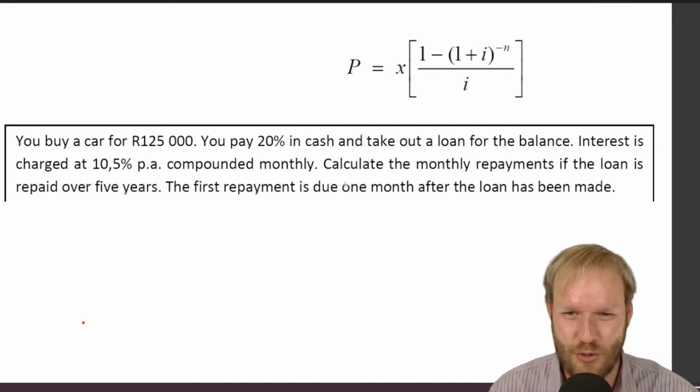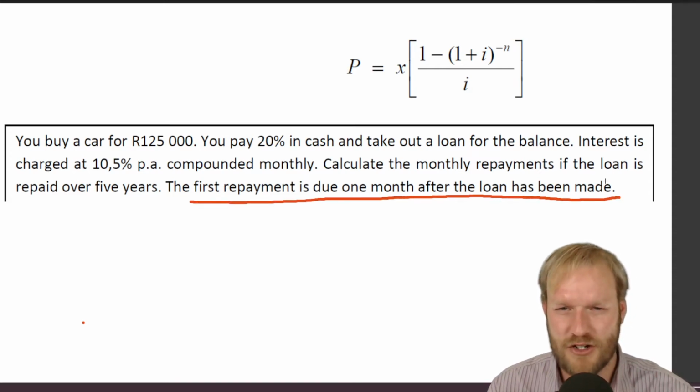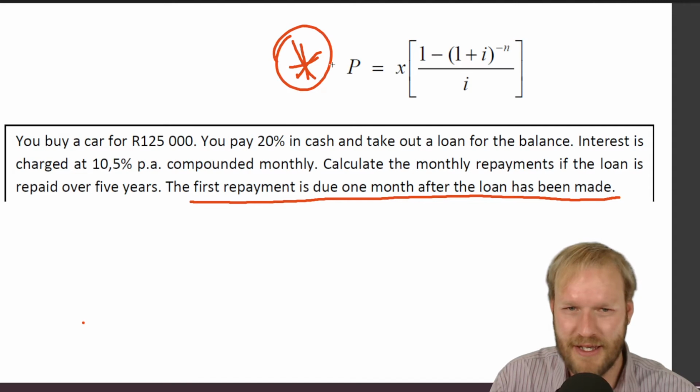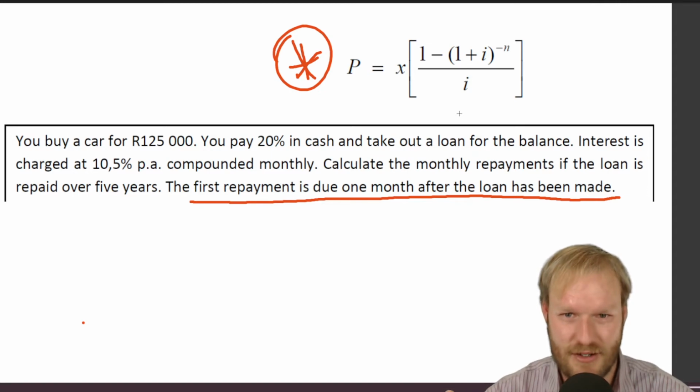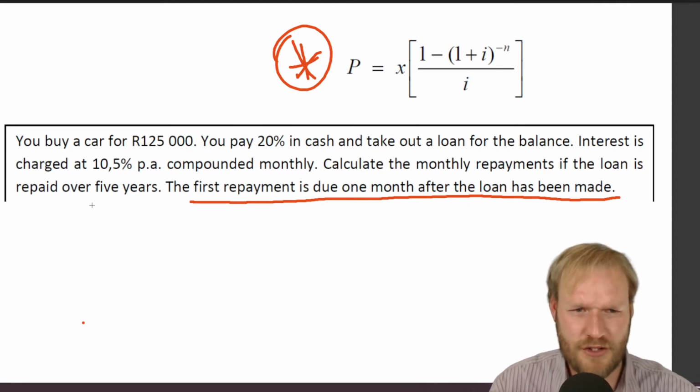First repayment is due 1 month after the loan has been made. So one kind of crucial bit of information here is that this formula works when things happen 1 month after the loan has been made, same as the previous one. So we kind of expect that now. So first things first, maybe kind of a mini part A.